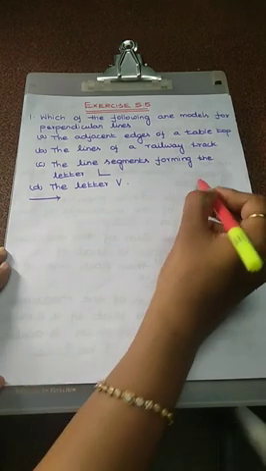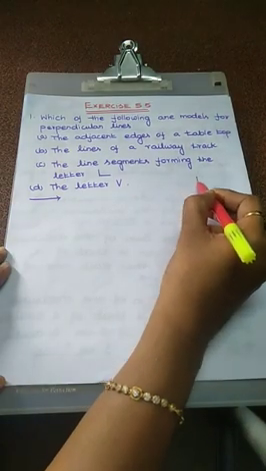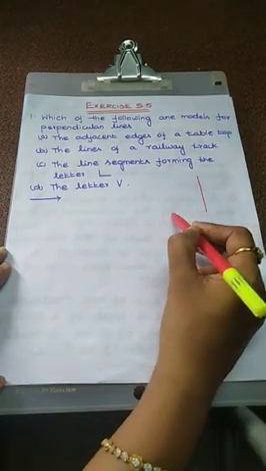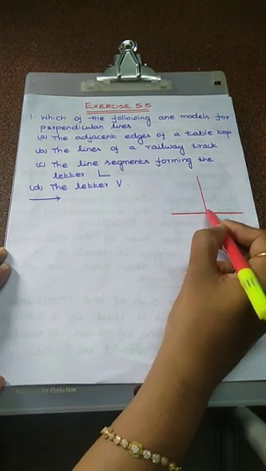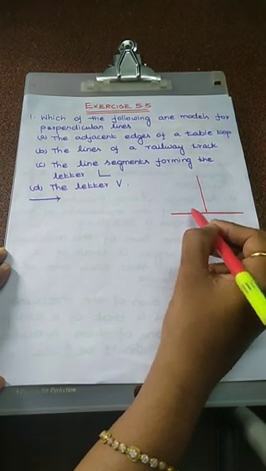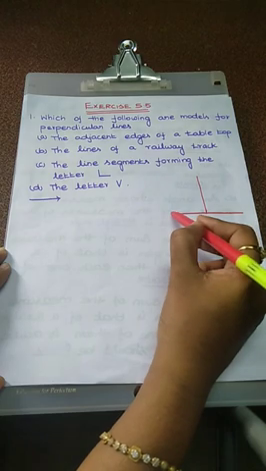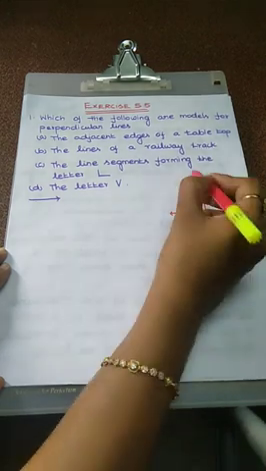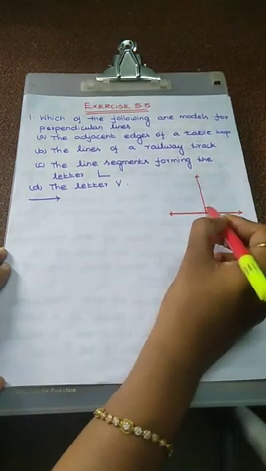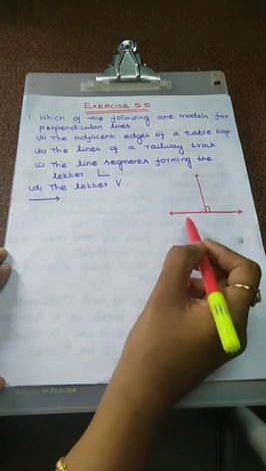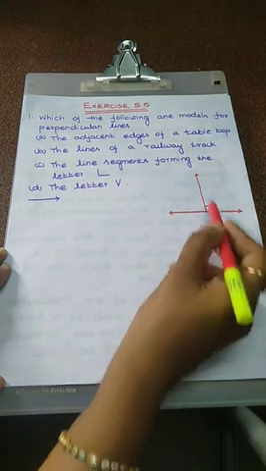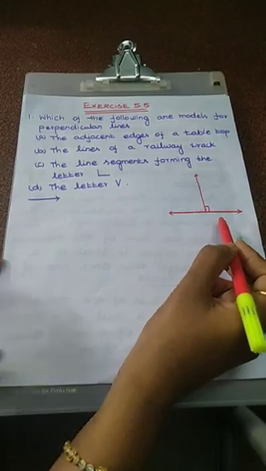Now exercise 5.5, first one: which of the following are models for perpendicular lines? First, what are perpendicular lines? Two intersecting lines are perpendicular if the angle between them is 90 degrees. That is the definition of perpendicular lines. These two lines are perpendicular lines. You just see this line, the angle between them is 90 degrees. So two intersecting lines are perpendicular if the angle between them is 90 degrees.